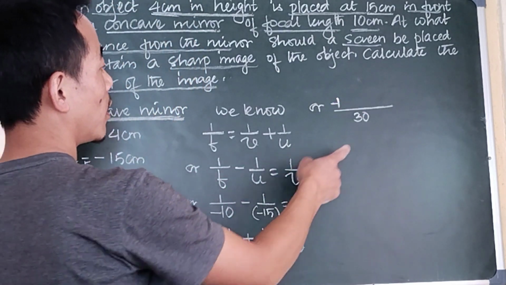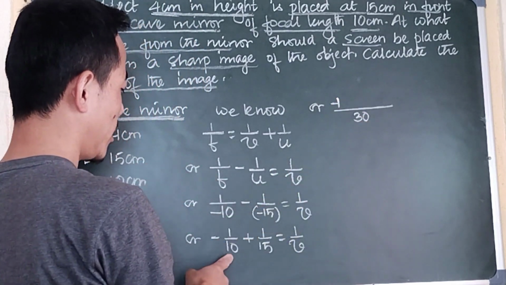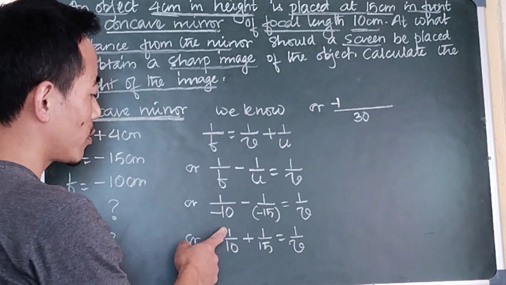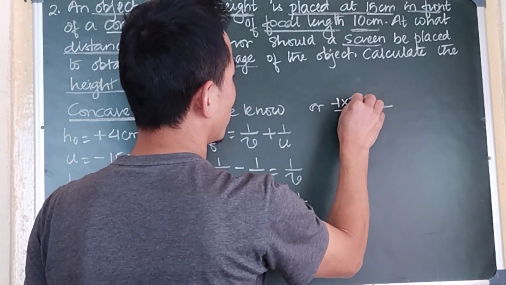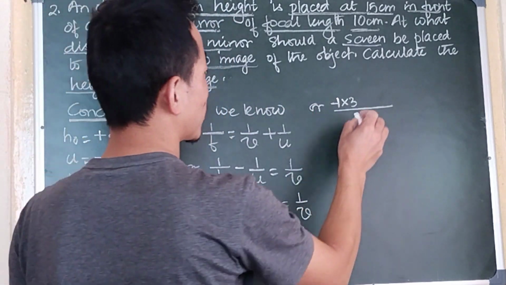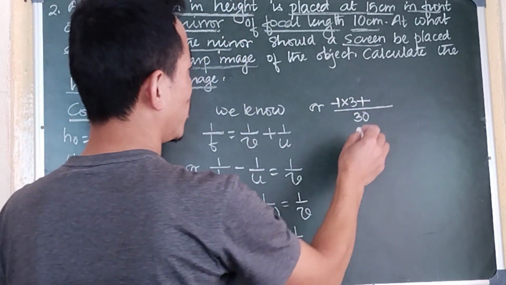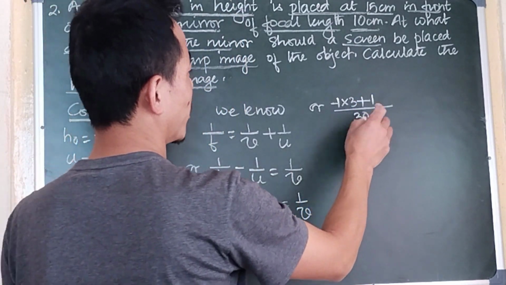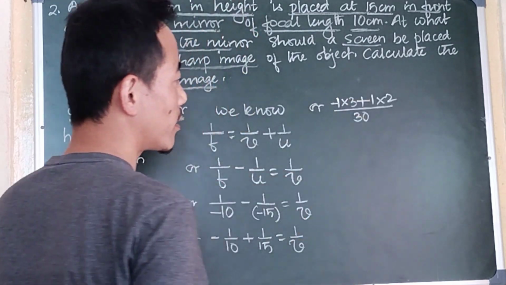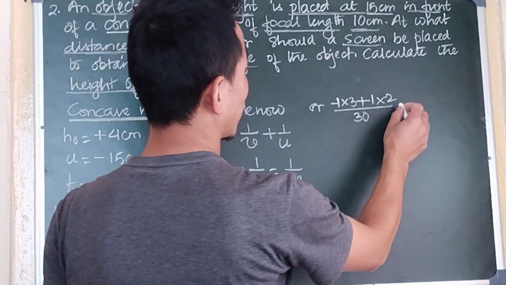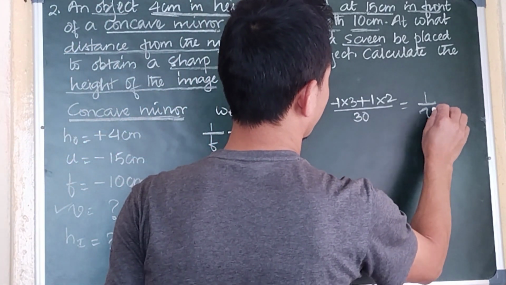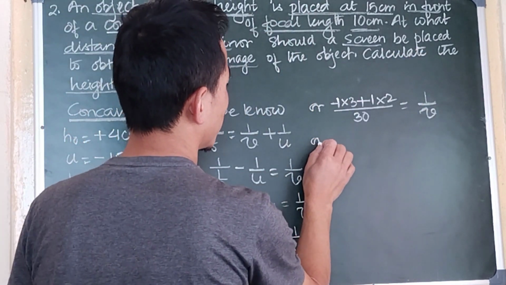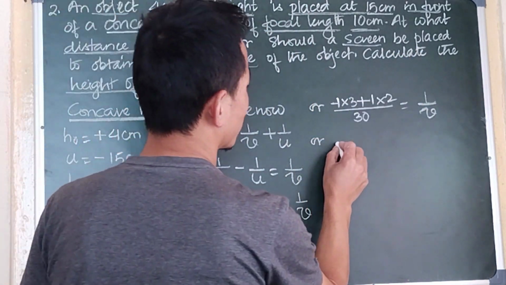So 10, how many times is 30? 10, 3 times is 30. So this 1 needs to be multiplied with 3 here. Then we have this plus sign. We have 1 here and we have 15 here. So 15, how many times is 30? 15, 2 times is 30. So I hope you know how to take the LCM and do the calculation. If you don't know how to do the LCM, then you have to learn LCM first.